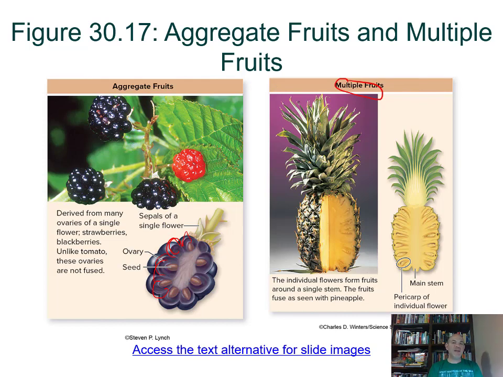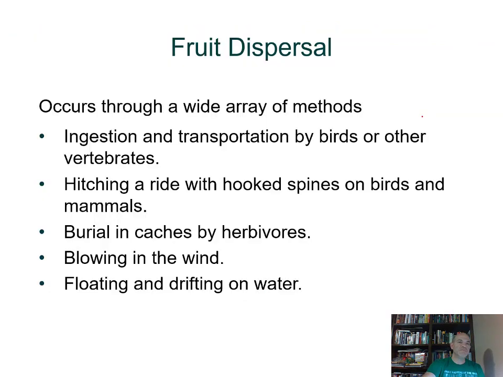Over here, you're going to have many flowers growing along one stem. So the entire fruit forms around one main stem there. So there's your main stem. Here's your pericarp, which came from one flower. Here's the next flower, and the next flower, and the next flower, making a fruit like the pineapple. So that would be your multiple fruit.